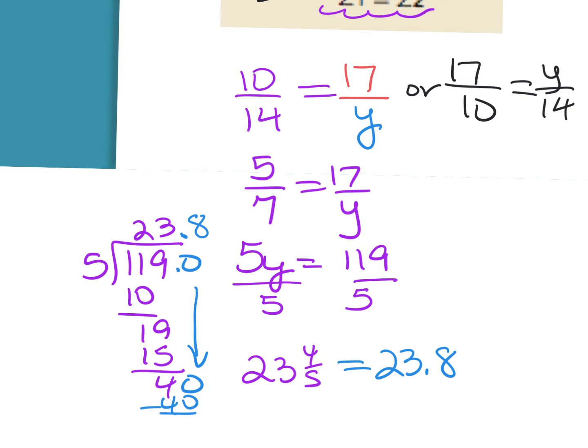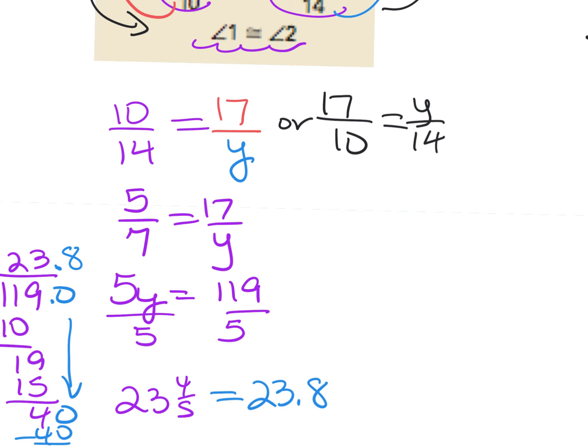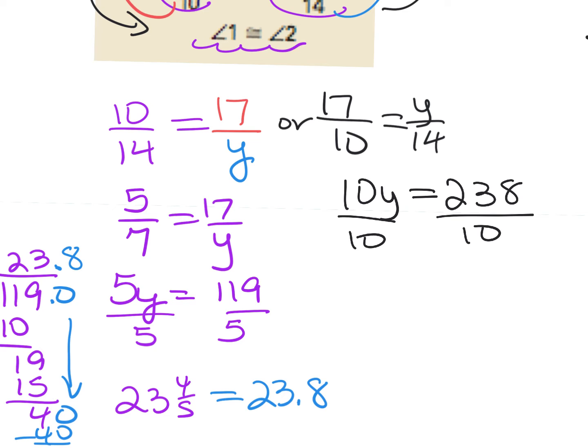Now, if you solve the other proportion, you would have gotten 10y equals 238. Whenever you divide by 10, it's like moving the decimal point 1 time. And then you get 23.8 that way as well. Either way, it doesn't matter.